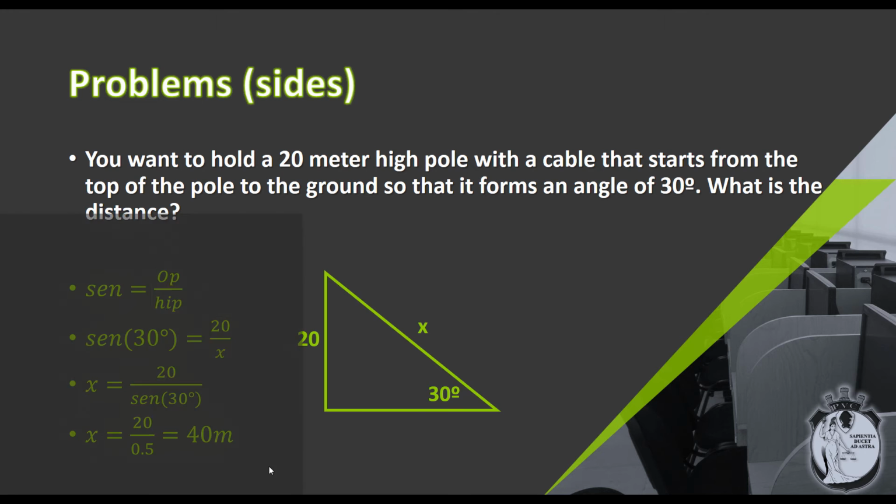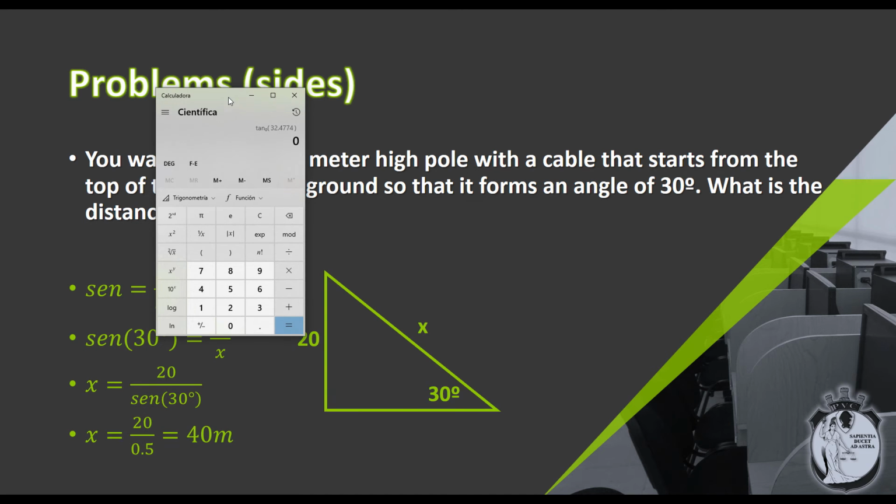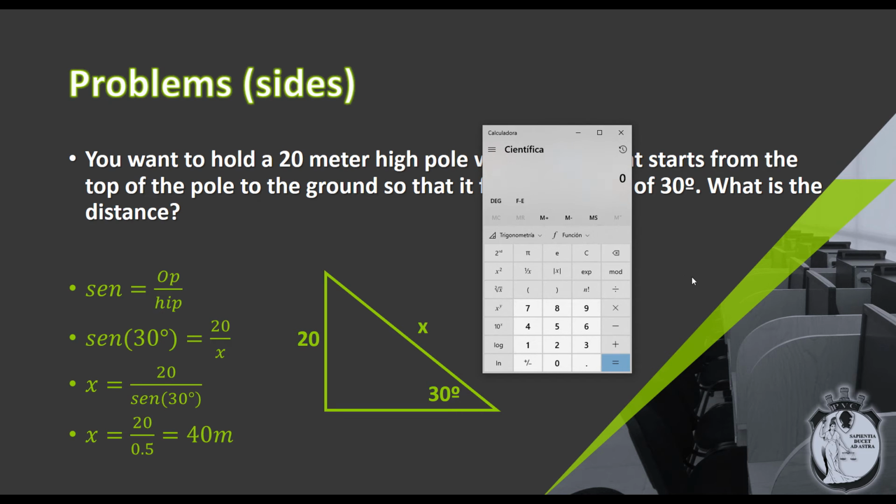Now, let me use the calculator here. 20, okay, you need to move the x here and the sine here. So 20 divided by the sine of 30. Okay, so 20 divided by the sine of 30 is 40.